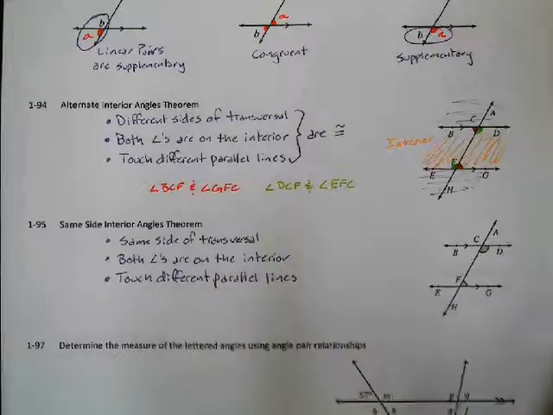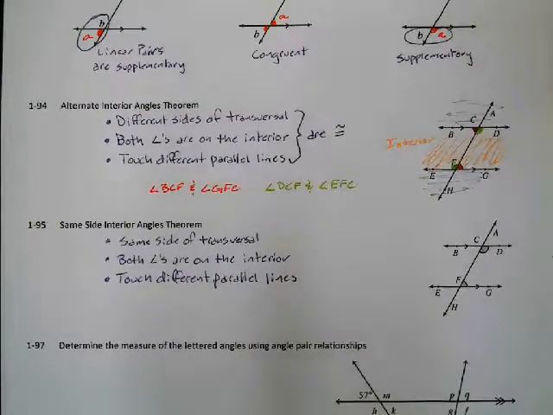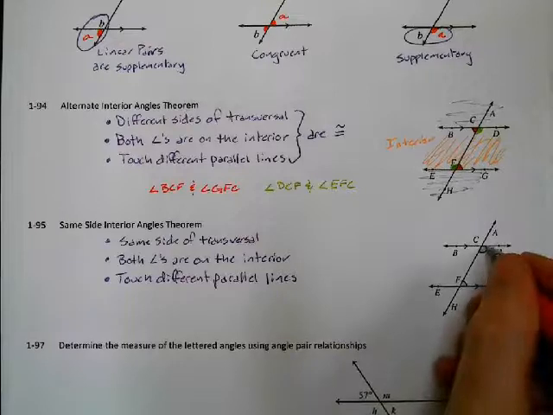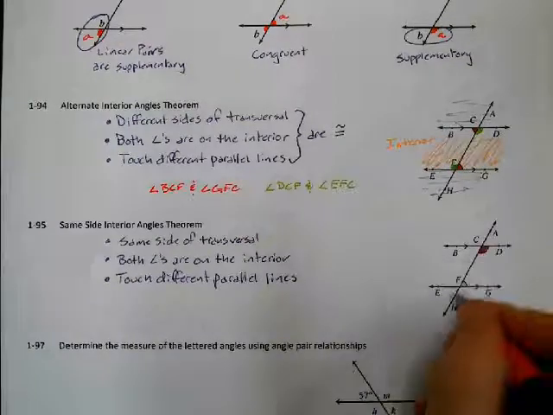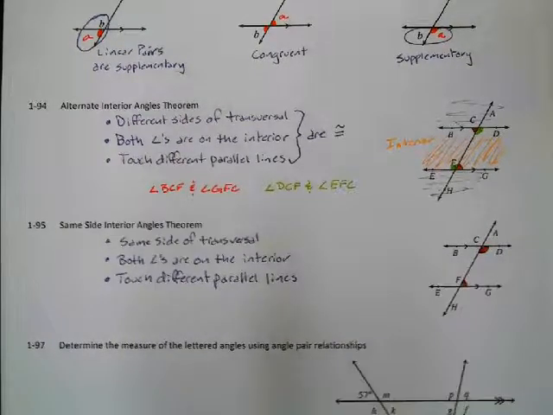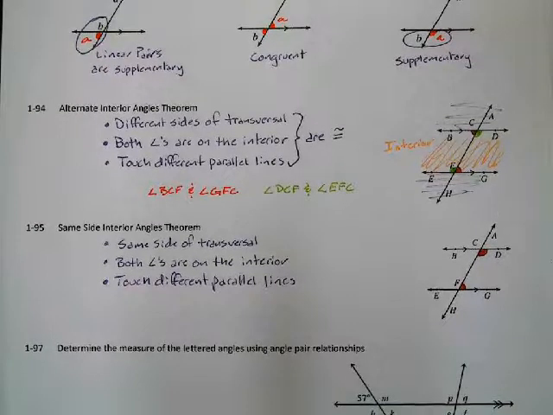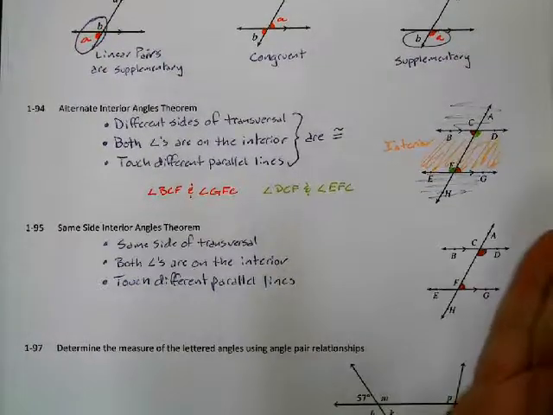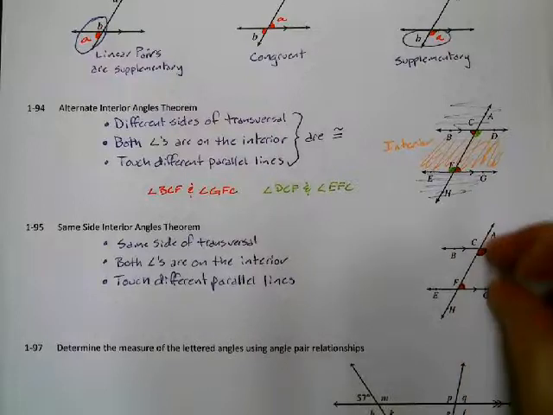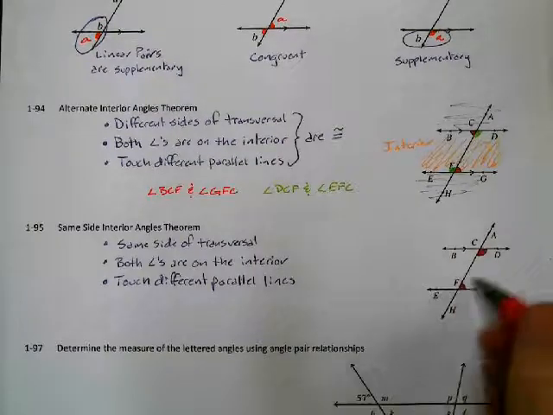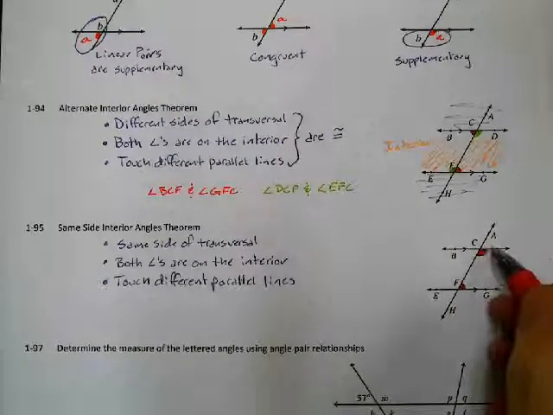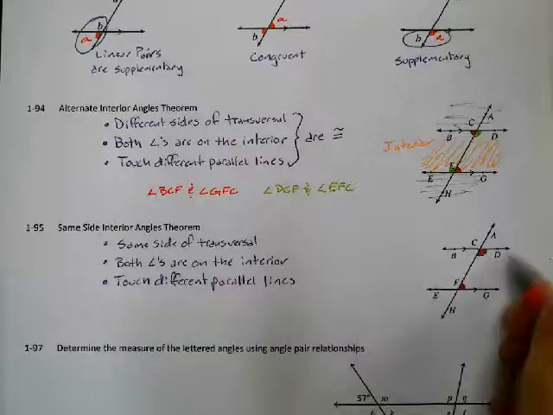So here we've got already marked. I'll highlight it in red here. These two angles, we would call them same side interior angles. They're on the same side of the transversal, over here on the right. They're both interior, inside this section here. And they're touching different lines. This one touches the top parallel line. This one touches the bottom parallel line.